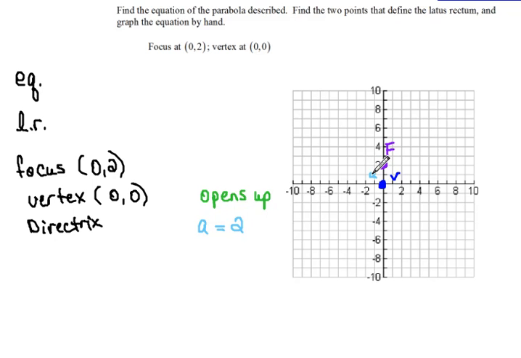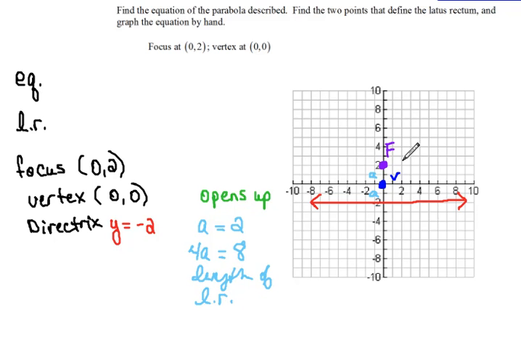And a is important because it's a units from the vertex to the focus. It's also a units from the vertex the other direction to the directrix line. So that tells us that we have to go a units the other way to find the directrix line. So my directrix line is here at y equals -2. Alright, if we know that a is 2, then that means that 4a has to be 4 times 2, which is 8. 4a is the length of the latus rectum.